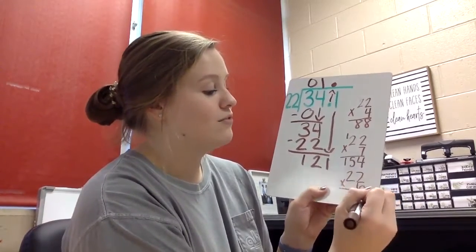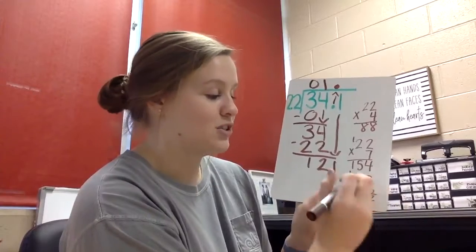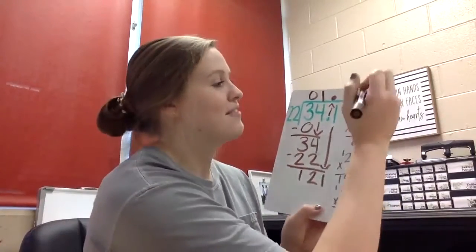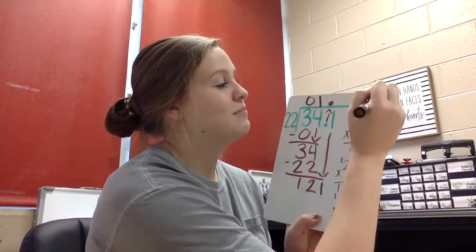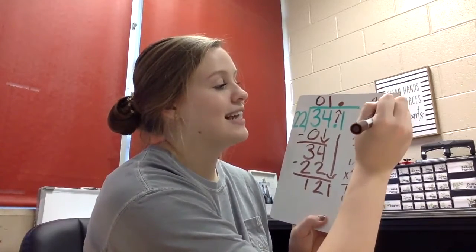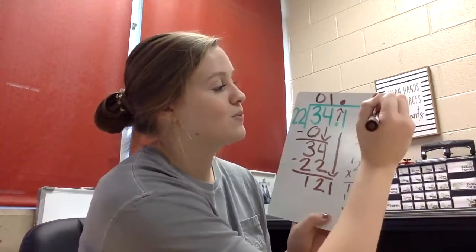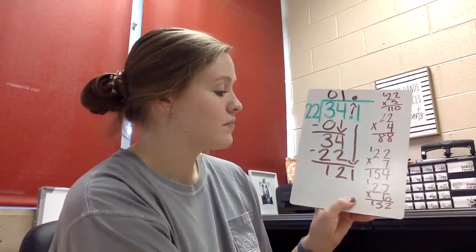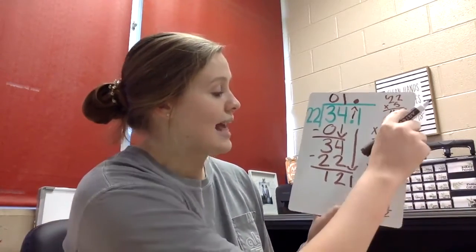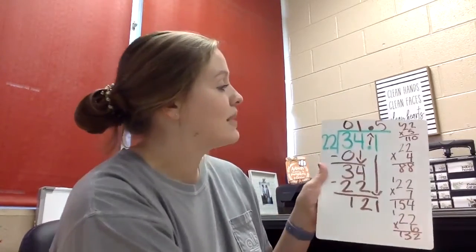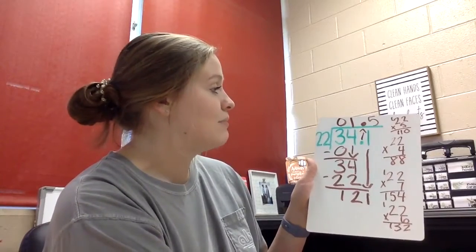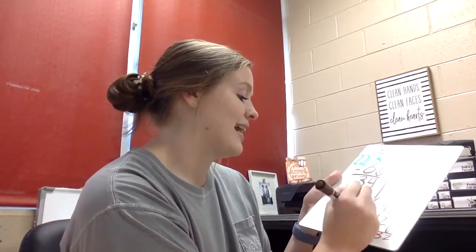6 times 2 is 12. Drop the 2, carry the 1. 6 times 2 is 12 plus 1 is 13. I'm still too high. So I'm going to go down to 5. 22 times 5. 5 times 2 is 10. Bring down that 0. Carry that 1. 5 times 2 is 10. Plus 1 is 11. So it looks like it goes into it 5 times, right? So I'm going to put my 5 up top. And we said that 22 times 5 was 110.